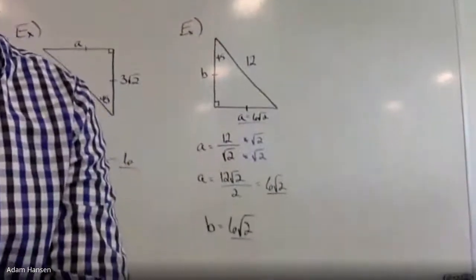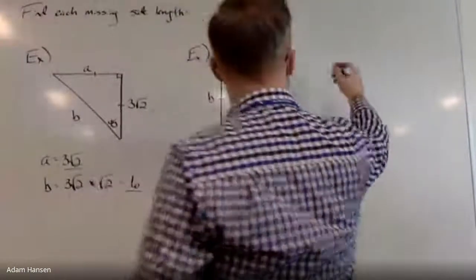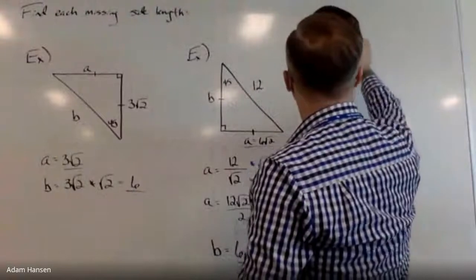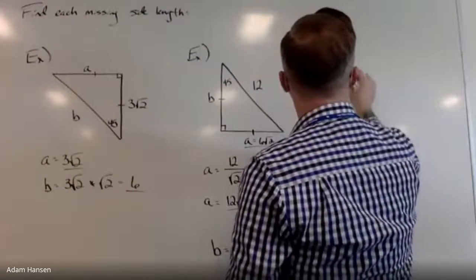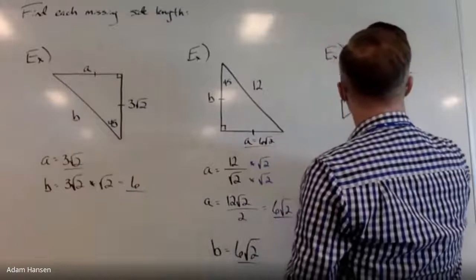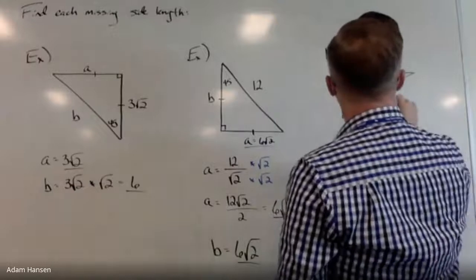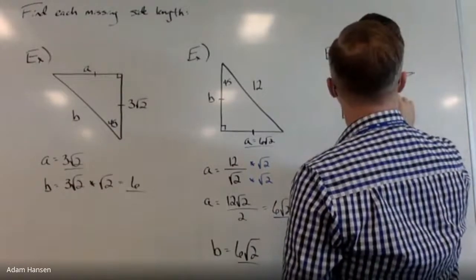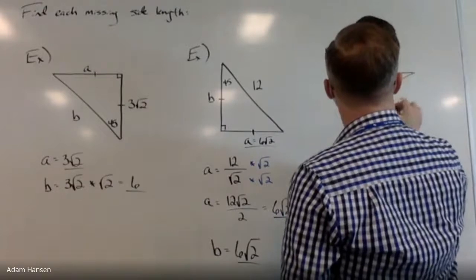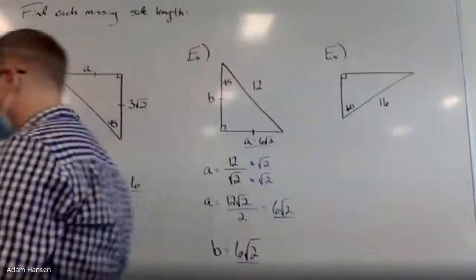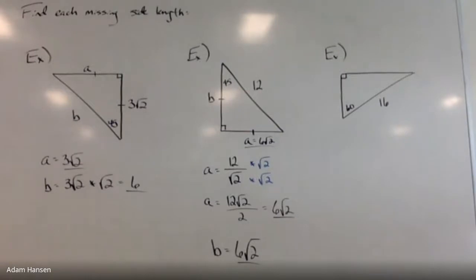All right, tell you what, let's do one more. We haven't done a 30-60 yet. Let's try one of those. Alright, so I've got another right triangle up on the board. Is that a 30-60 or a 45-45?